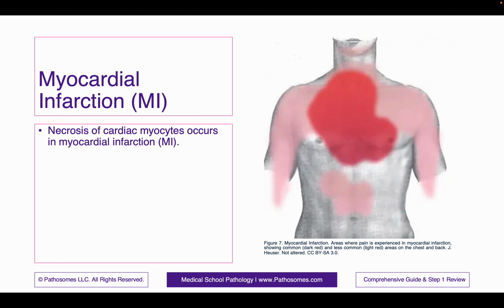Now let's move on and talk about myocardial infarction. I know you've been waiting for this. Now with myocardial infarction, there's necrosis of cardiac myocytes that occurs. This has necrosis.